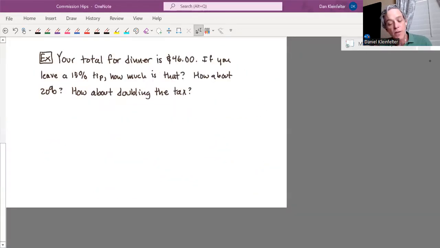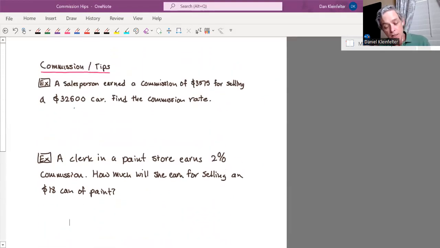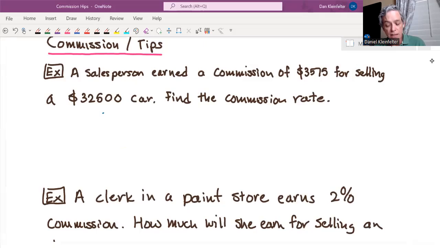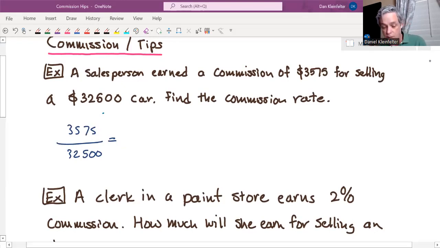Okay, the next part has to do with commission and tips. So let's take a look at some examples. Here it says a salesperson earned a commission of $3,575 for selling a $32,500 car. We're to find the commission rate. So this question is really just like the last one, only instead of tax we're calculating, it's a commission. So you're going to calculate it in the same way. It's $3,575 out of $32,500. And that's 11% this time, which is pretty good.